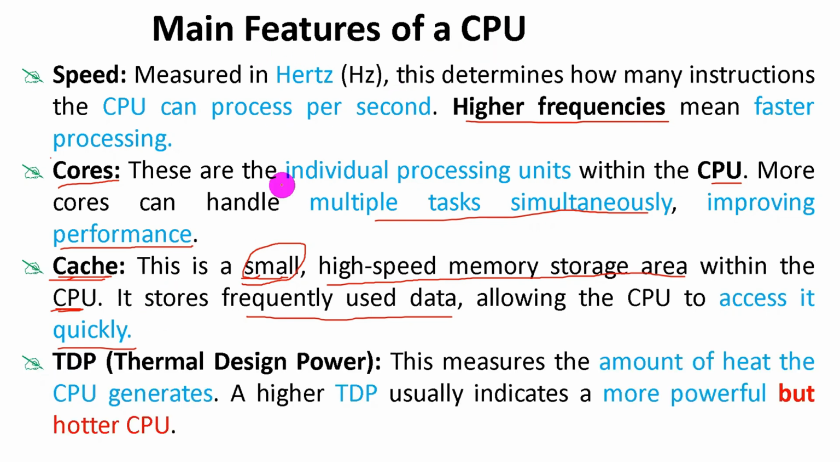The fourth feature of the CPU is TDP, or thermal design power. This means the amount of heat the CPU generates. A higher thermal design power usually indicates a more powerful CPU, but a hotter CPU, which means that the heat of the CPU is increased.